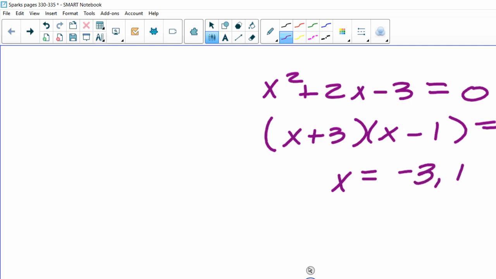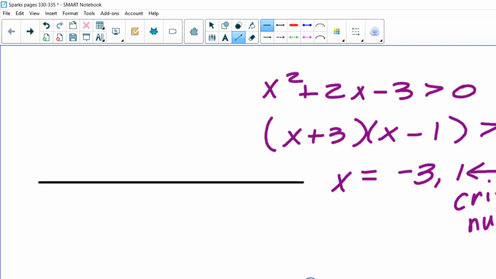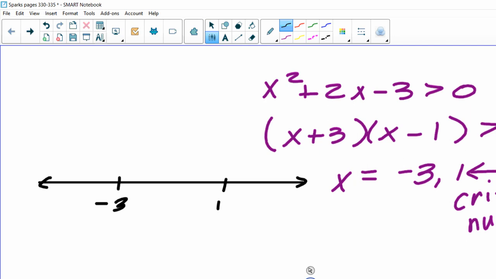Now, if it had said this, then these are what we called critical numbers. And what we did was we took those critical numbers and we put them on a number line. So we're going to put -3 and 1 on the number line. And we're going to pick a number in each of those sections that the number line has been broken into. Pick a number down here. Here? 0.